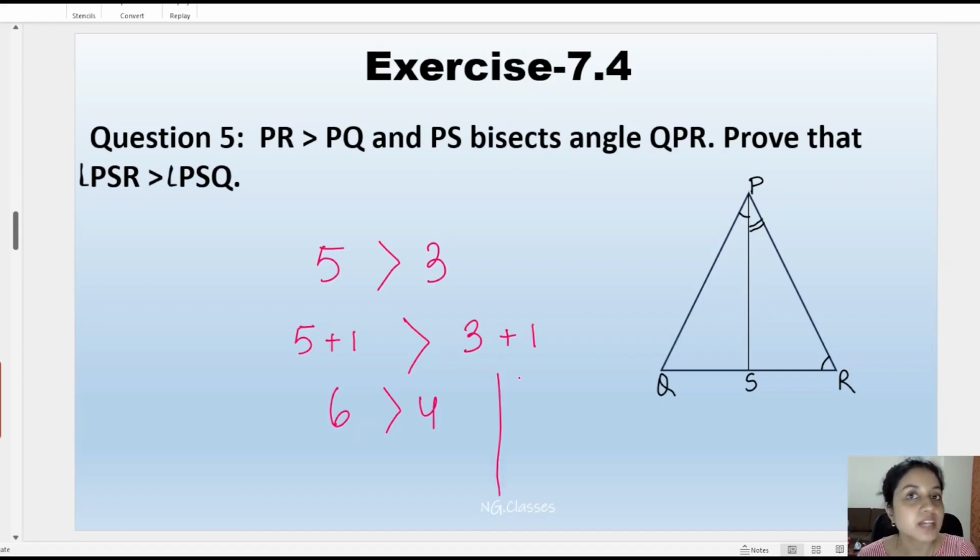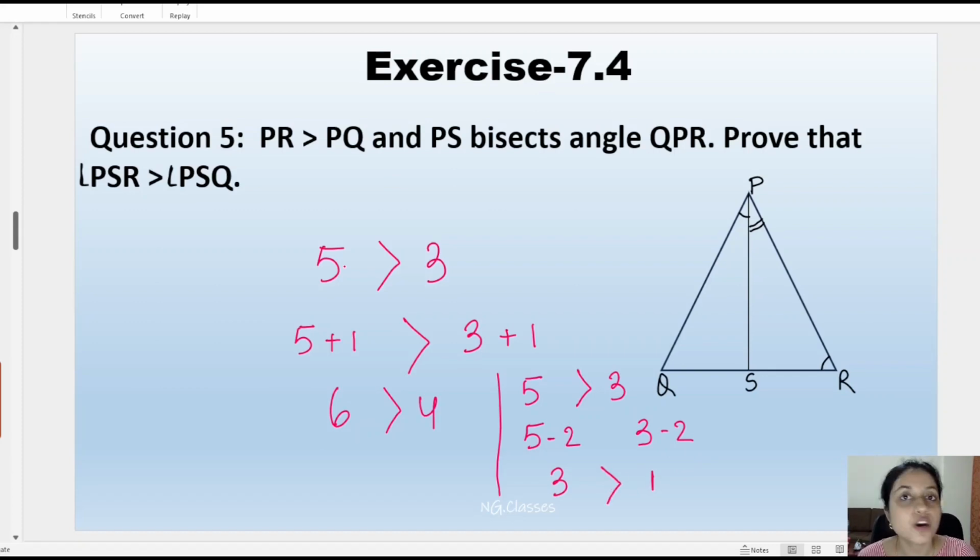Similarly, we can subtract the same term from both sides and it will not have any impact on the inequality sign. So 5 is larger than 3. Here if we subtract 2 from 5, and on the other side we also subtract the same number, that means 2 only, so we don't have to change the inequality sign. As we can see, 5 minus 2 is 3 and 3 minus 2 is 1. Still, the left hand side is larger than the right hand side.